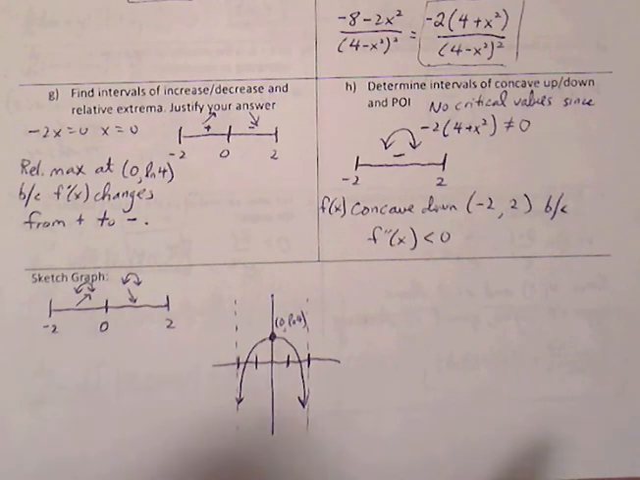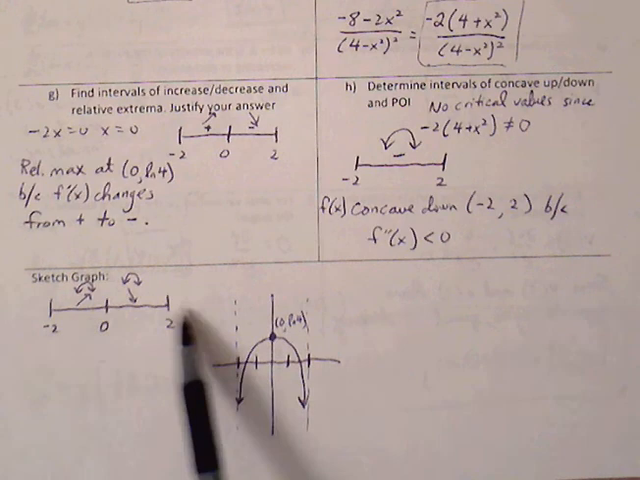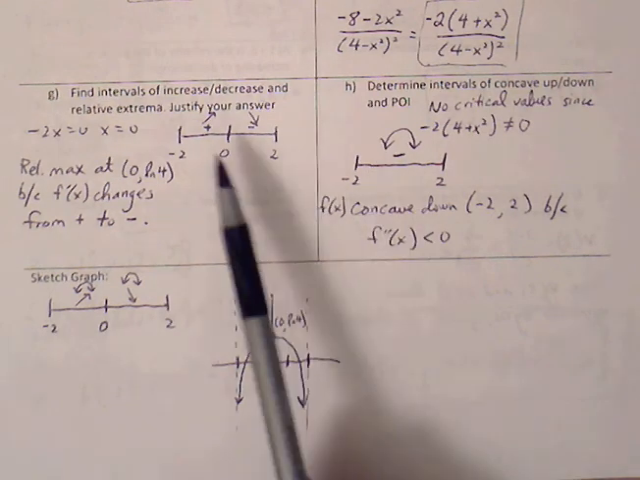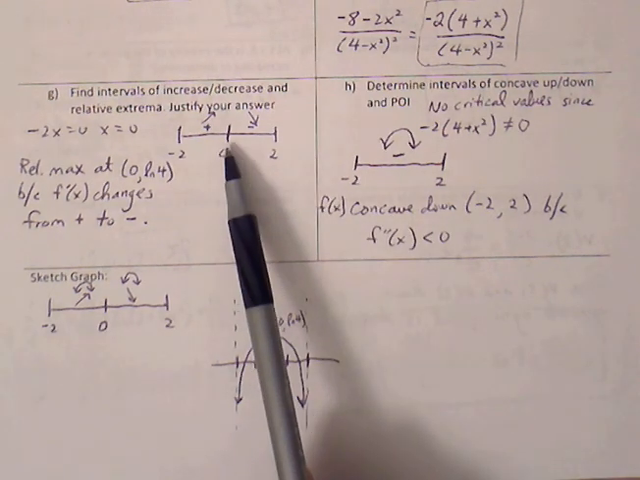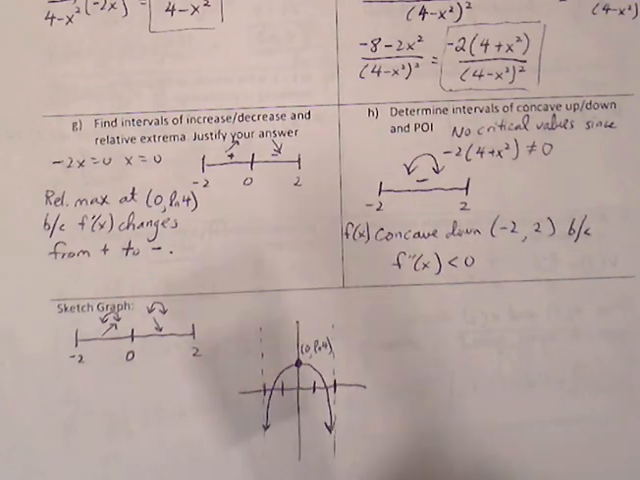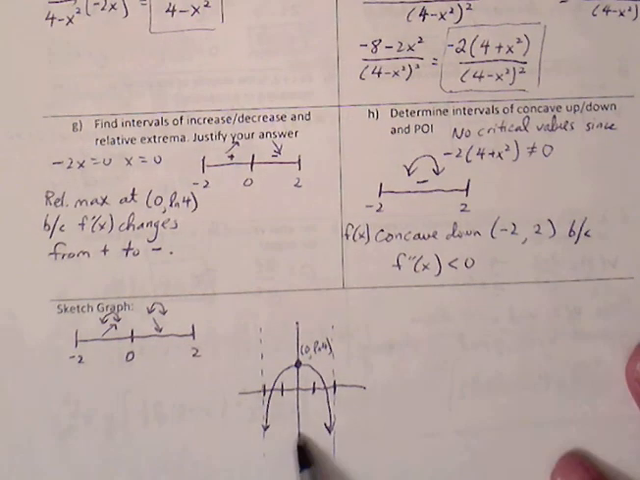Okay, when we sketch our graph, we know the vertical asymptotes are at negative 2 and 2. We know that our graph is going to be increasing between negative 2 and 0, hit a maximum and decrease while maintaining concave down the whole way through. So here is our basic sketch of the graph.